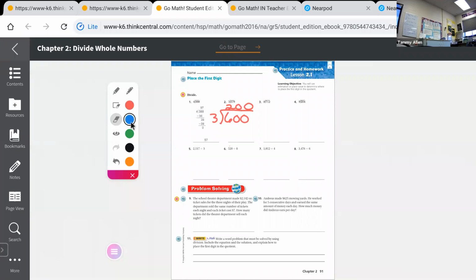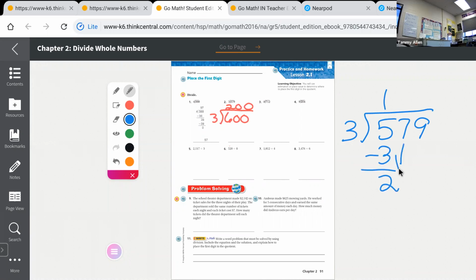Then 579 divided by 3. How many times is 3 going into 5? Bring down the 7. How many times is 3 going into 27? 9. Bring down the 9. How many times is 3 going into 9? 3.